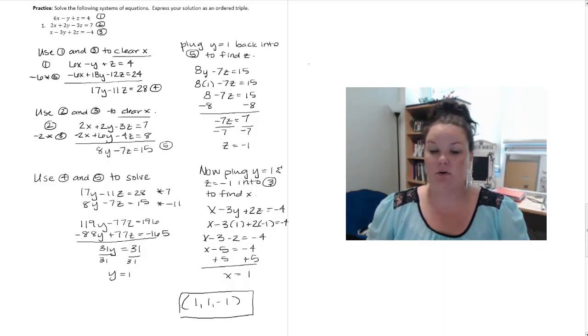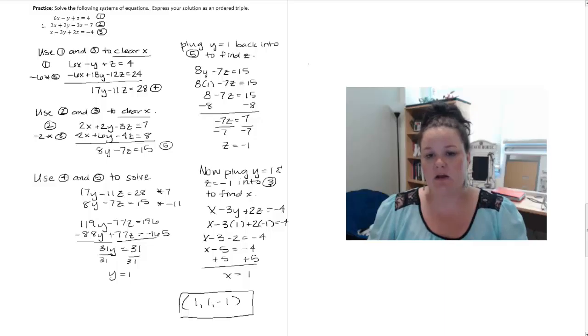Okay, so once you have your equation 4 and 5, then you just solve for either y or z, and then just start plugging them back in. Okay, if you need a little bit more time to look this one over, feel free to pause the video so you can check and see where you might have made a mistake, or if you're still working on it, you know, move forward from there.